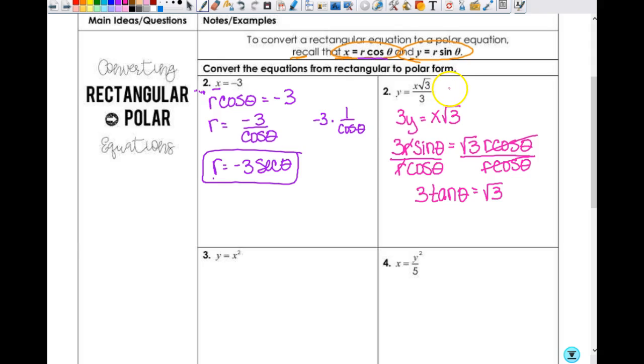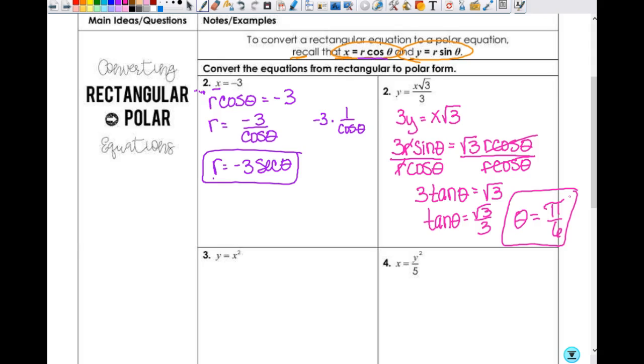This graph's a line, right? When we graphed a line in the polar coordinate system, it either looked like that or it was just a theta equals something, right? So now I'm going to divide by 3, and I get tangent theta is equal to the square root of 3 over 3. So what does theta equal? Pi over 6. And that's the line. That's why this gives you a line when you graph it.